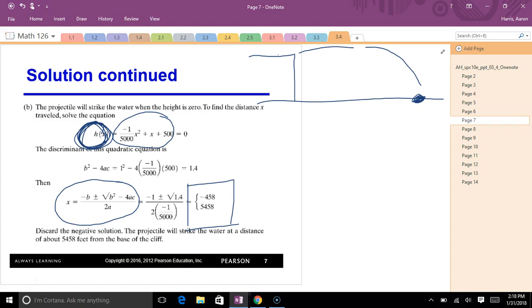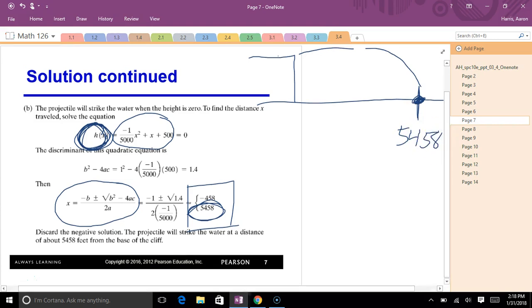Is it negative 458? Well, no, it's not a negative value. You've got to be out a distance. A positive distance is always positive. So it's out a distance of 5,458 feet. That's when it'll hit the water there.